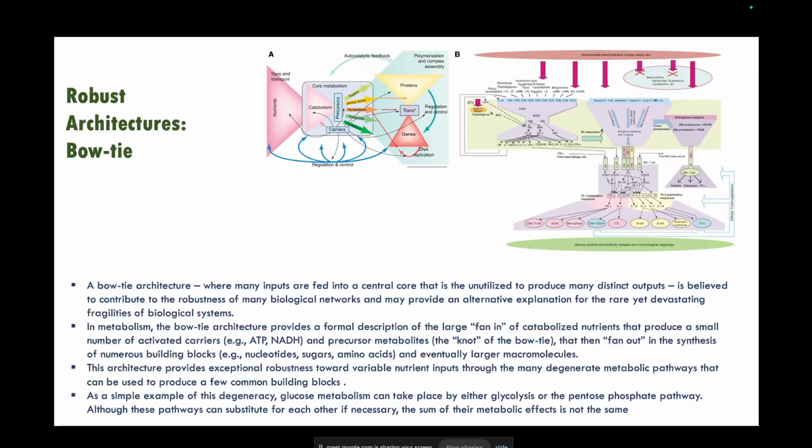This architecture provides exceptional robustness towards variable nutrient inputs through many degenerate metabolic pathways, again, redundancy there, that can be used to produce a few common building blocks. A simple example of this degeneracy is glucose metabolism can take place either by glycolysis or through the pentose phosphate pathway. Although these pathways can substitute each other if necessary, the sum of their metabolic effects is not the same always.